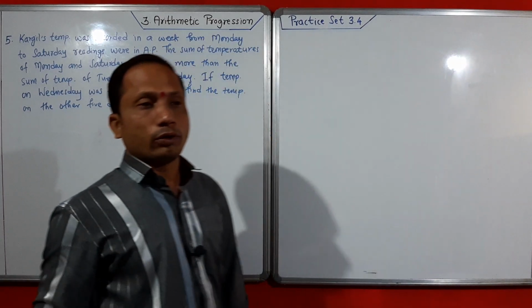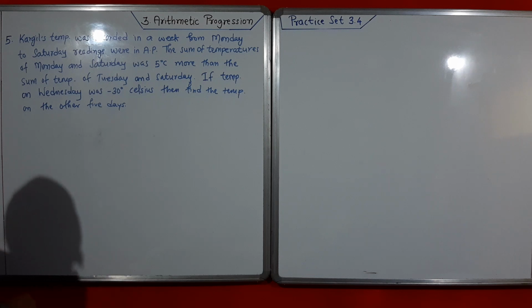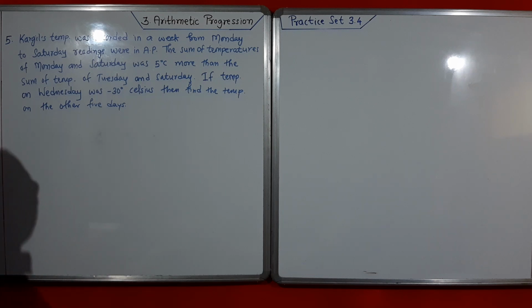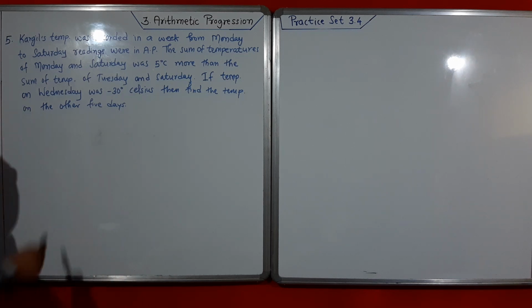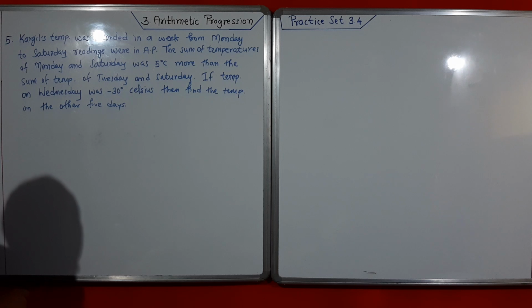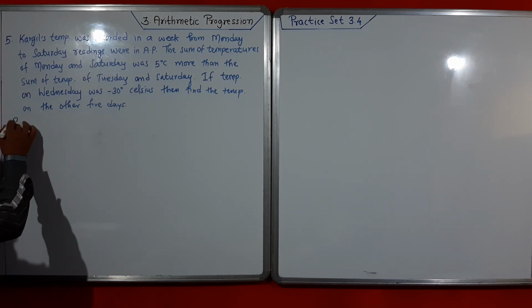Okay, so we'll solve problem number 5. In this problem, the Kargil temperature was recorded in a week from Monday to Saturday. Readings were in AP. The sum of temperatures of Monday and Saturday was 5 degrees Celsius more than the sum of temperatures of Tuesday and Saturday. So Monday and Saturday is more than Tuesday and Saturday. If the temperature on Wednesday was minus 30 degrees Celsius, then find the temperature on the other 5 days. So let's solve this.